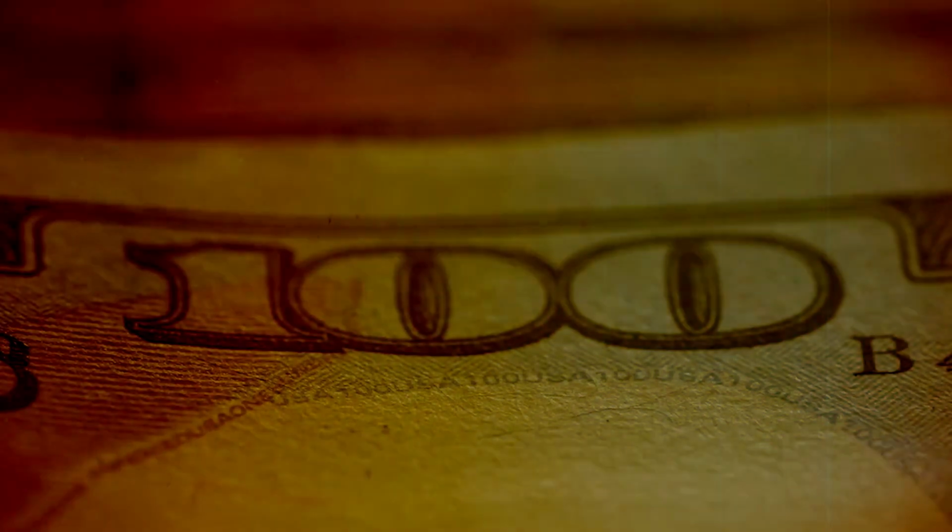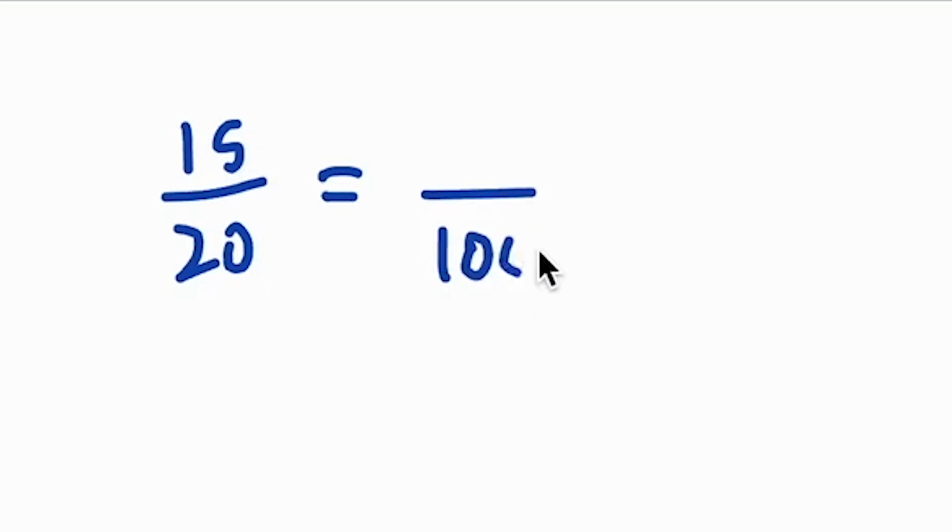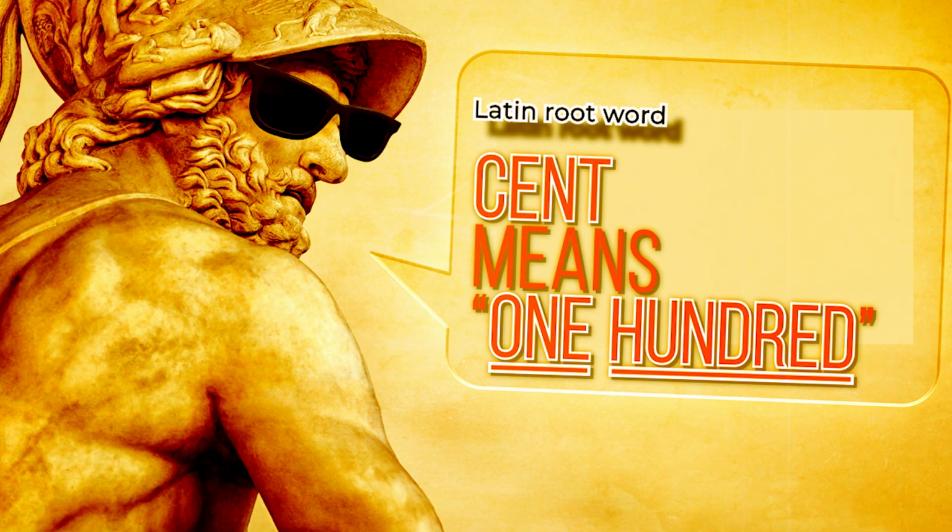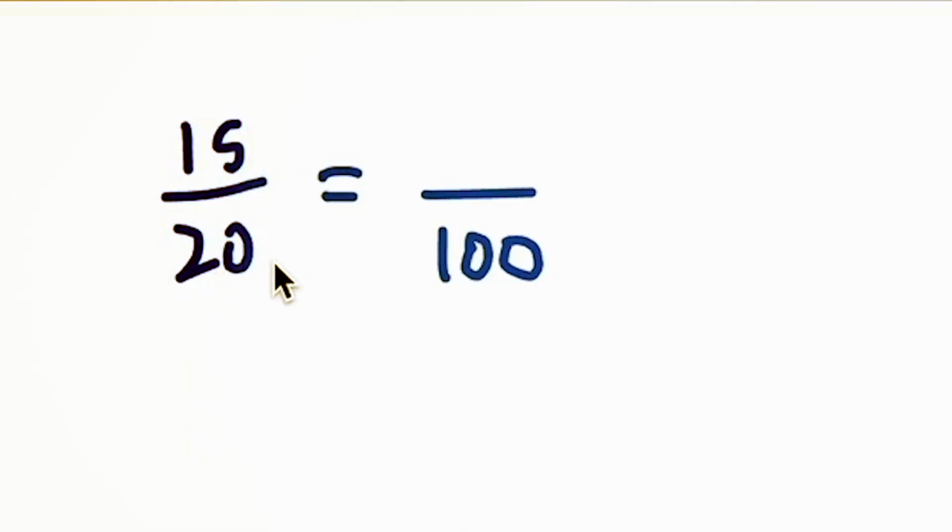So if we're talking about percent and I'm trying to convert 15/20ths to a percent, we're really asking 15 out of 20 is how many per 100? How many out of 100? Because again, cent means 100. So 15 out of 20 is what over 100? That's really what we're asking when we're converting something into a percent. So we're trying to find an equivalent fraction that has 100 as the denominator.